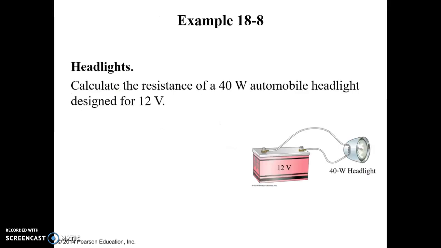For our first example, we want to calculate the resistance of a 40-watt automobile headlight designed for 12 volts. The best power equation to use is V squared over R. We can then rearrange the equation to solve for resistance. And from there, it's just a plug and chug to get 3.6 ohms.